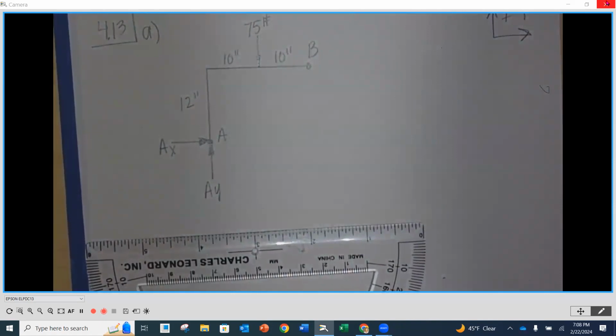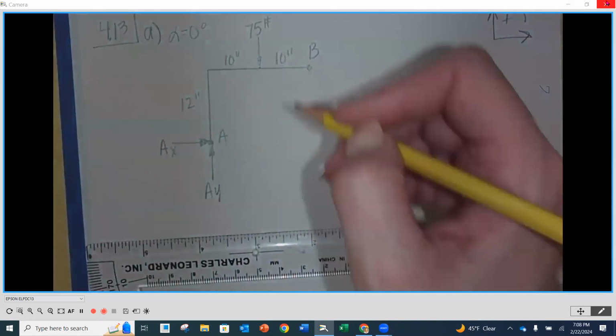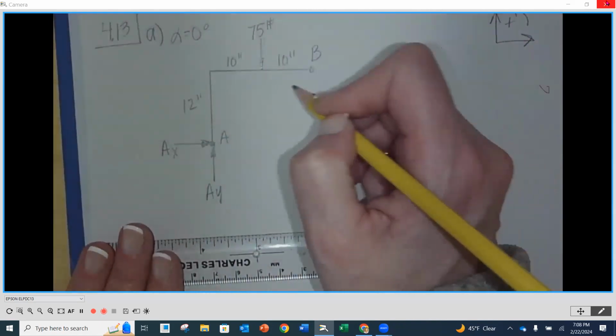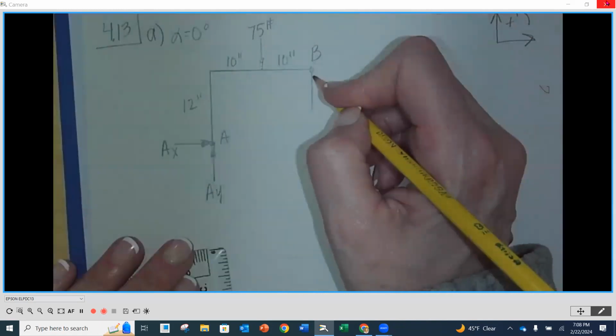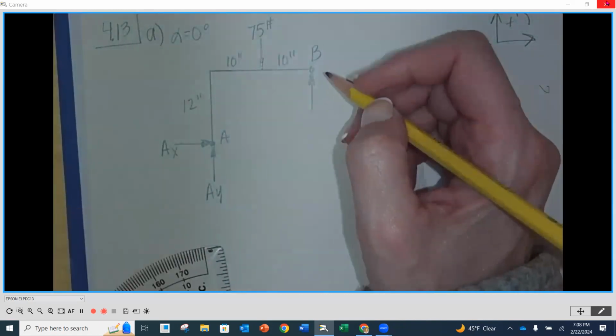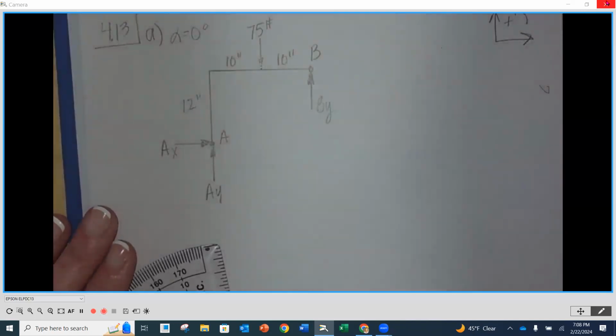So for part A, it's where alpha is equal to 0 degrees. So that means that the surface is horizontal. Okay, if that surface is horizontal, then the reaction at B is going to be vertical, and I'm going to assume it going up. So we're going to call that BY. And that's it. So then you're going to solve for those reactions at those two supports, AX, AY, and BY, using your three equations of equilibrium. Okay. Any questions on part A?